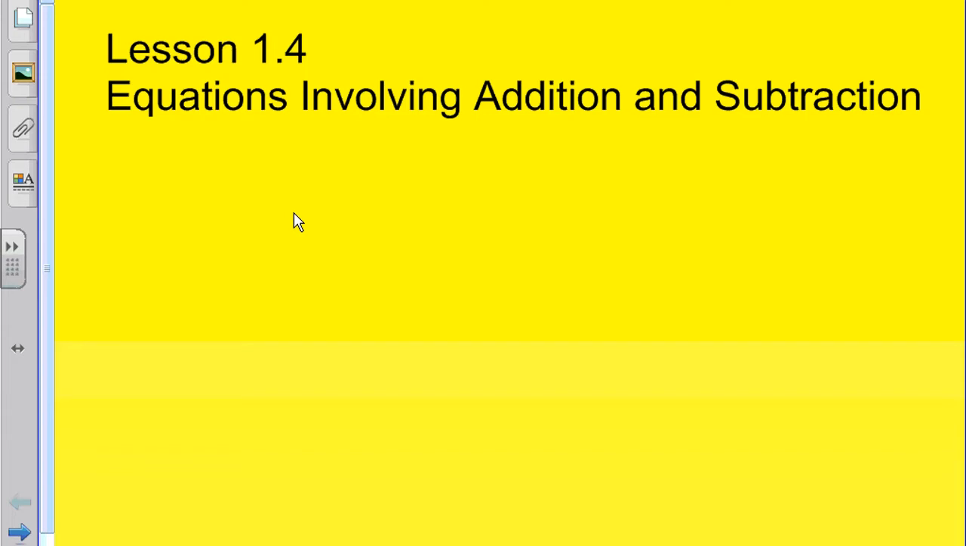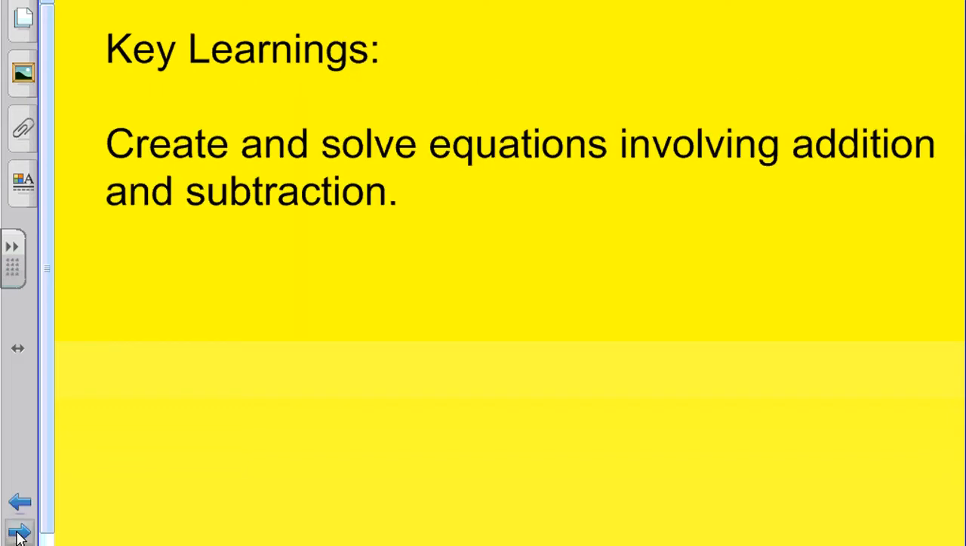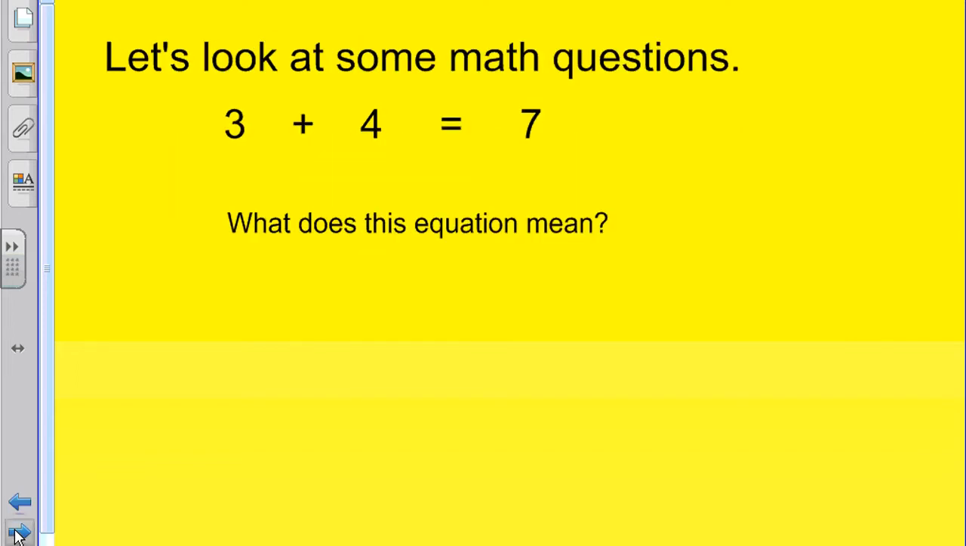Okay, lesson 1.4. This is the fourth lesson this year. This is involving equations which are going to be using addition and subtraction. So who can tell me what addition is? That's right. And subtraction is, no? Subtracting. Right. Now, let's go on to the next thing we have to do. It's something they want you to learn. They want you to be able to create an equation which has adding and subtracting in it. So let's look at some math questions.